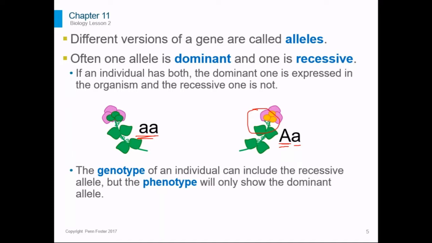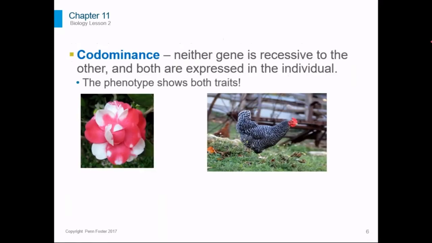Examples of this that are easy to see are organisms that have multiple colors in the same tissues. So flowers that are striped or spotted, or chickens that are speckled, anything like that. It's important that we realize it's not a blend of the two. We're not finding a medium between the two colors. Both colors are clearly visible in codominance.